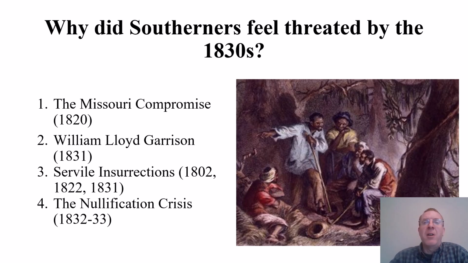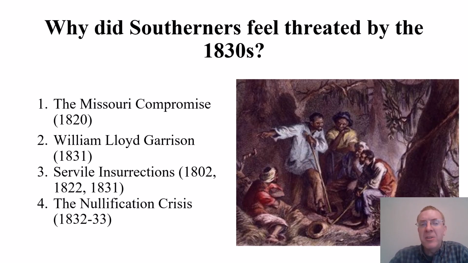So a bit of an overview of what we're going to be talking about. The 1830s is when you can see Southerners becoming very insecure about their future as a region, also of their economy, and in some ways also even their own personal safety.